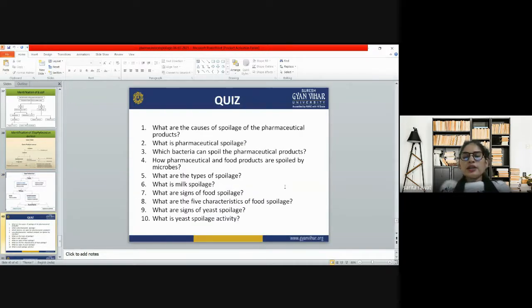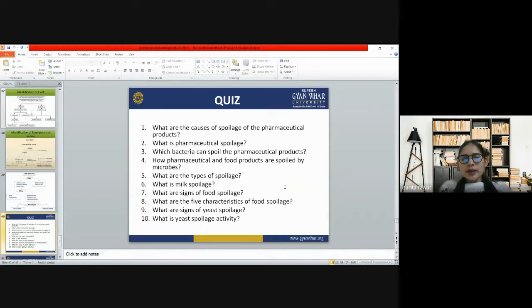Now, we have included some questions regarding this lecture. You can easily answer these questions while going through the lecture. The questions include: What are the causes of spoilage of pharmaceutical products? What is pharmaceutical spoilage? Which bacteria can spoil pharmaceutical products? How are pharmaceutical and food products spoiled by microbes? What are the types of spoilage?